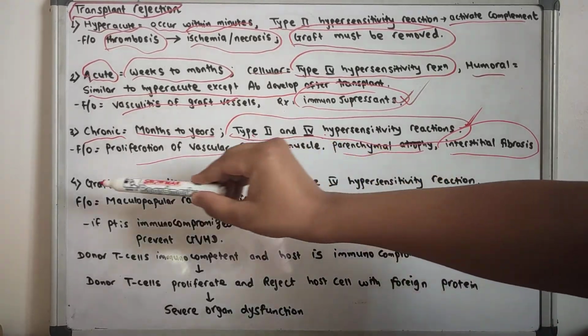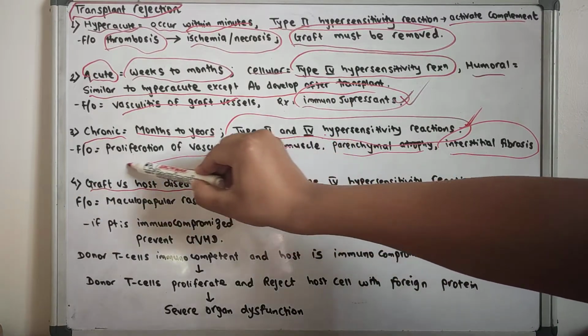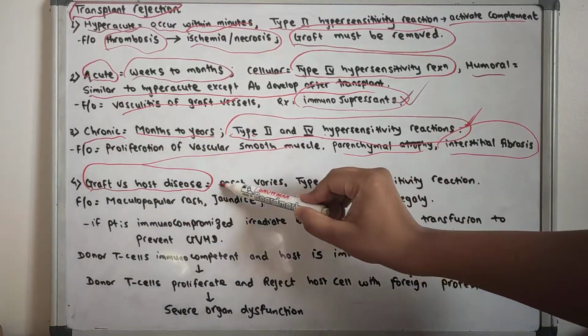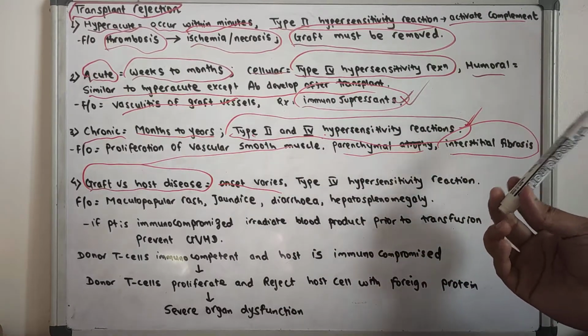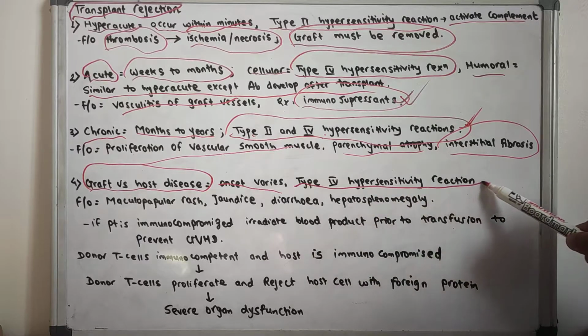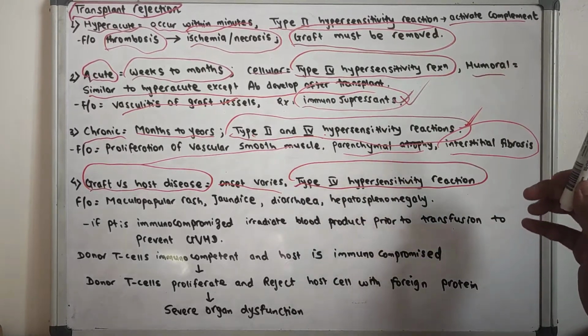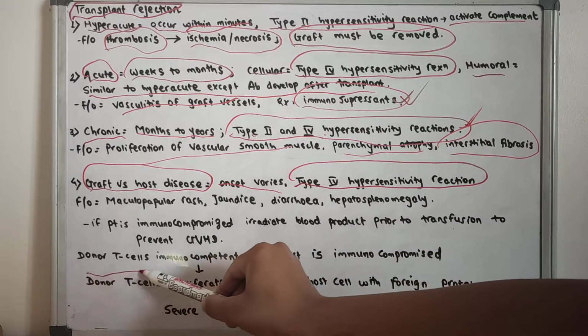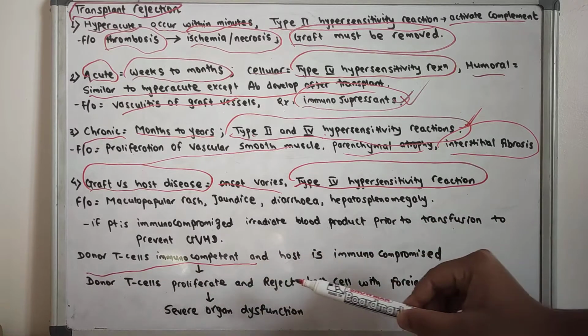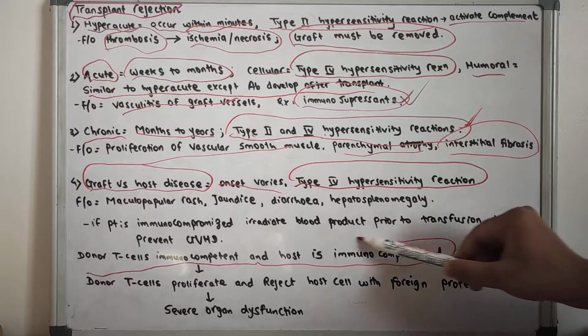Now let us discuss the graft versus host disease. The onset varies in the graft versus host disease. It is the type 4 hypersensitivity reaction that occurs in graft versus host disease. What happens is that the donor T cells are immunocompetent and the host is immunocompromised.